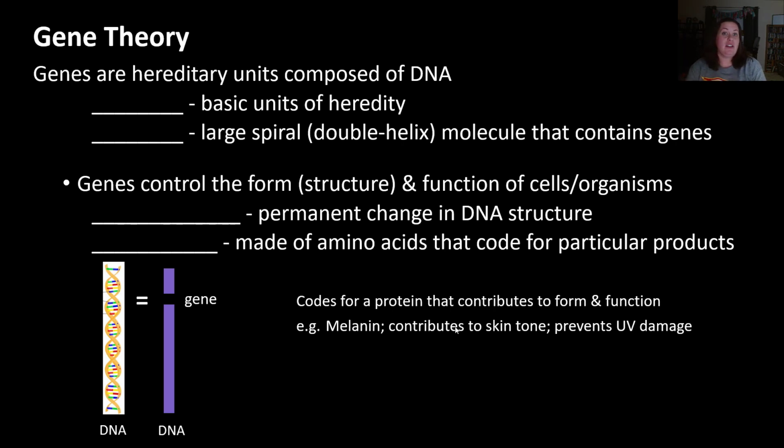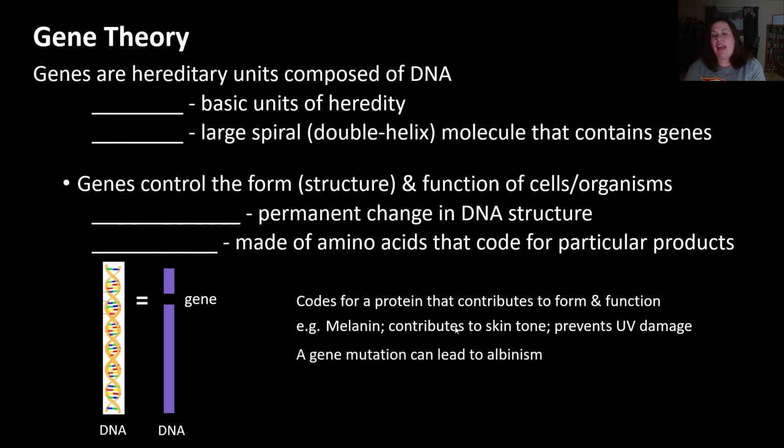And it's going to help with some sort of form and function. Now, mutations can occur. So an example of a gene is melanin. Melanin is a protein that is made by cells that contributes to our skin tone. Ultimately, the more melanin you have, it's going to help prevent UV damage. It's going to give you more natural protection. So this is just an example of a type of gene.